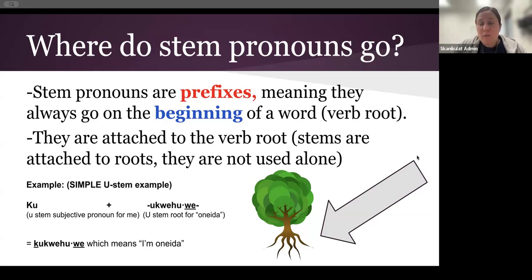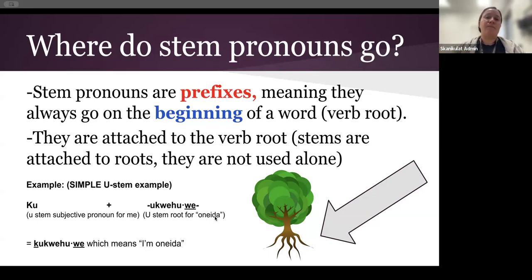It means to be Oneida. And if you want to say I'm Oneida, you would take the pronoun, because ungwehu is a you stem verb, so you have to use you stem pronouns. You take the you stem pronoun for me, gu, attach it to the beginning of the verb root, specifically in this case, because it's a vowel stem, it means that the pronoun replaces the first vowel. Gu replaces the u in ungwehu. You're left with gungwehu. I am Oneida or I'm Oneida. And so that is an example of the pronoun that operates as a prefix goes at the beginning of the verb root, just to show you.